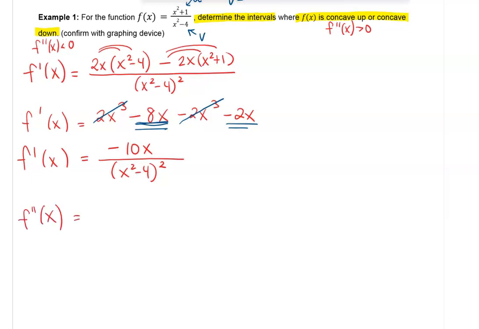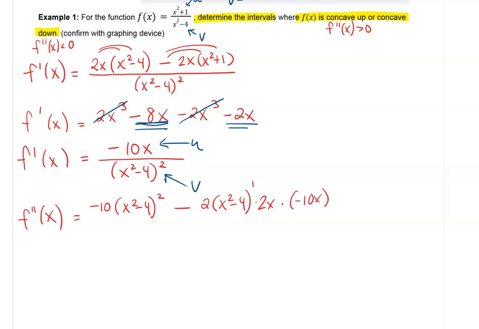And that requires me, again, to use the quotient rule. So u will be my negative 10x, and then v will be my quantity (x squared minus 4) squared. So u prime is just going to be negative 10, times v, which is (x squared minus 4) squared. V prime requires the chain rule and the power rule: 2 times (x squared minus 4) to the first times 2x, and then times the negative 10x, which was u. So this whole part is v prime times u, and all of that is over v squared, so (x squared minus 4) squared squared, or to the 4th power.